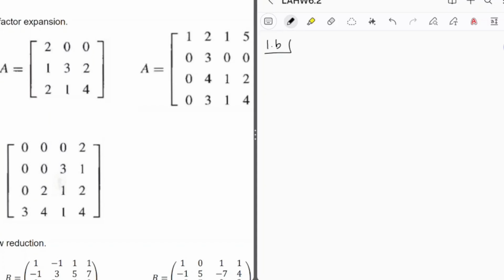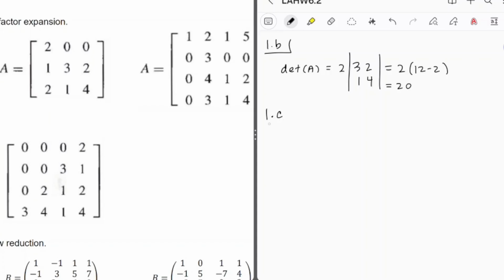All right, so I'm going to use that first row. Clearly, this determinant is going to equal 2 times the determinant of 3, 1, 2, and 4. So that's going to be 2 times 12 minus 2, and that's feeling like 20.